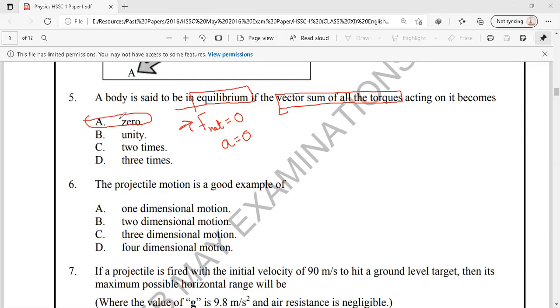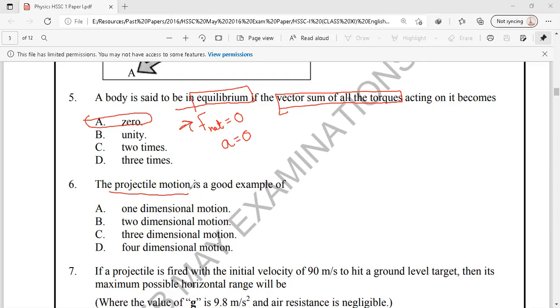Then question number 6: the projectile motion is an example of which type of motion? So we know that in a projectile motion, we assume a body to be moving in two dimensions. One is along the vertical axis, in which the projectile possesses free fall motion. Similarly, it also has a horizontal displacement, the horizontal distance covered by the projectile, which is constant motion.